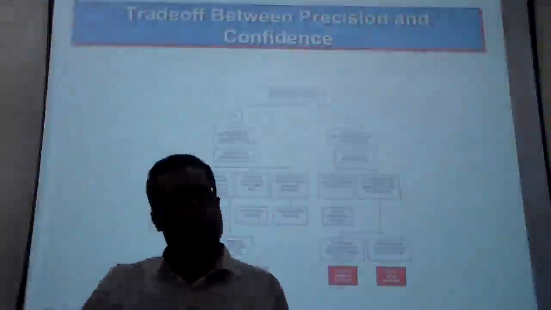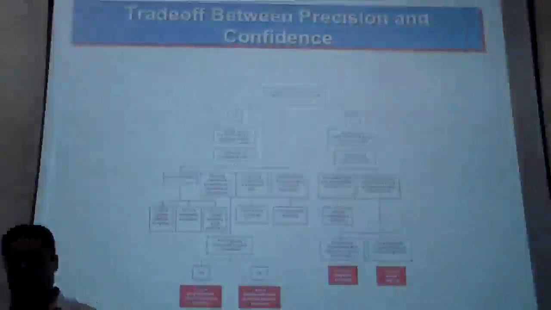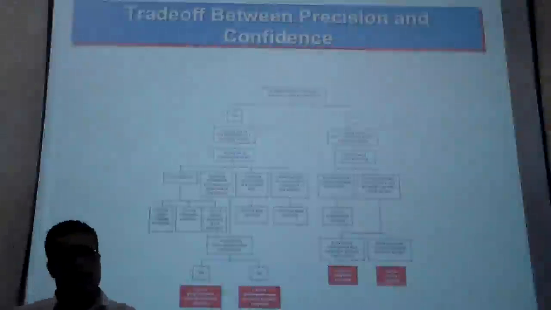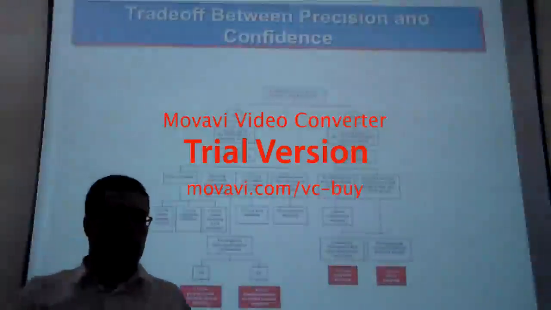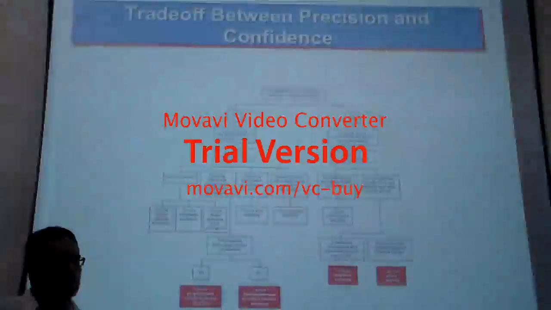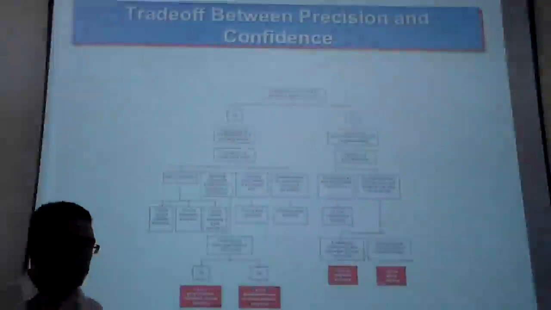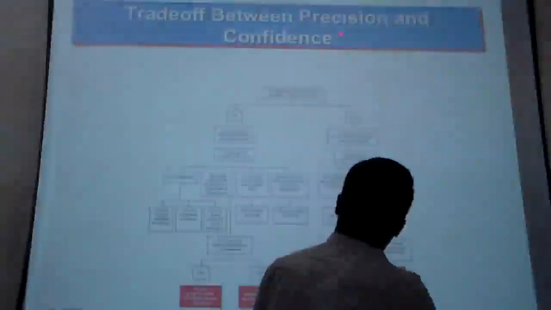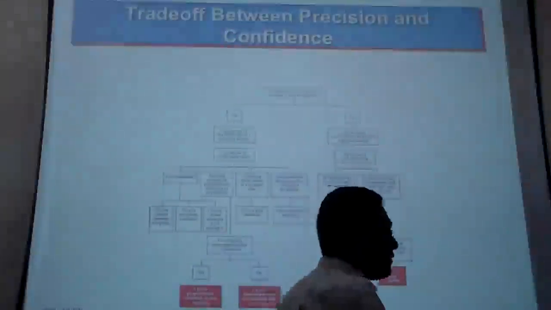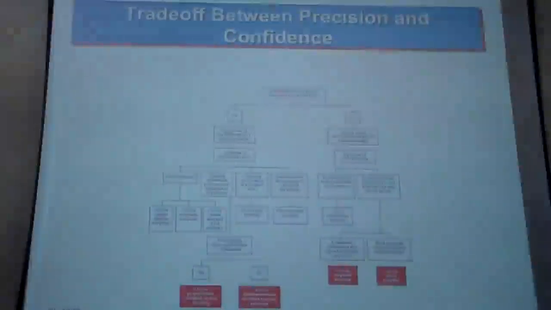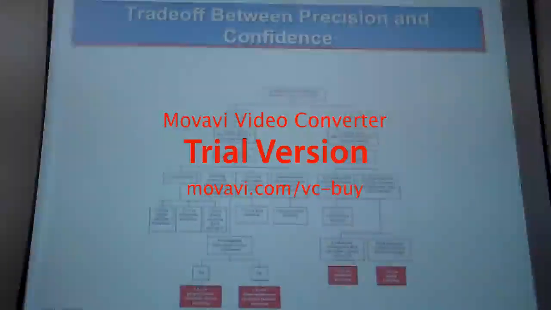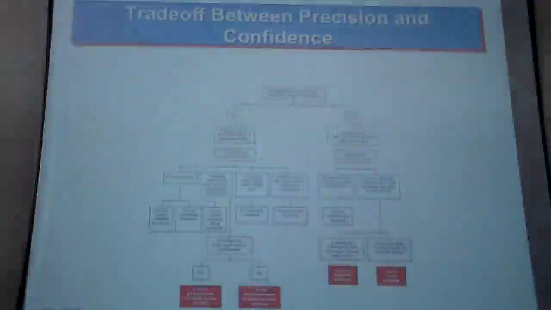Precision comes from the word precise, meaning accurate. So how accurate is your selection of the sample, and how confident are you that it reflects reality? Is it representative of reality? Are you confident that this sample can represent the real world or the real population? And what is the precision?